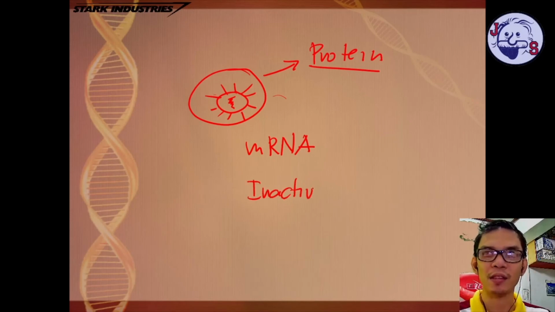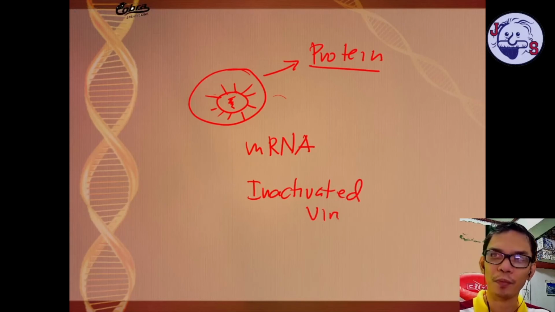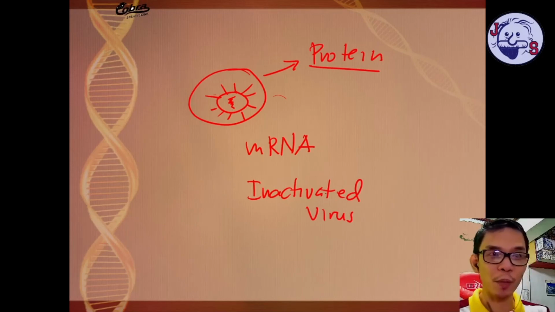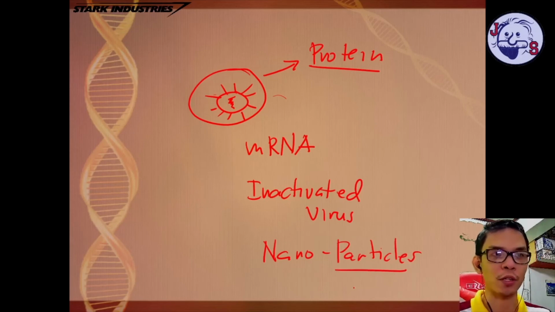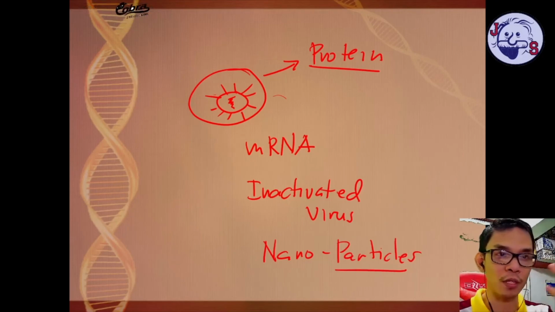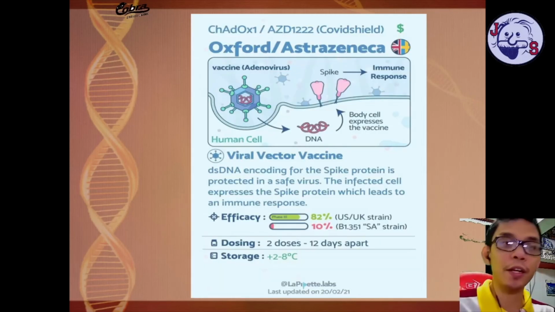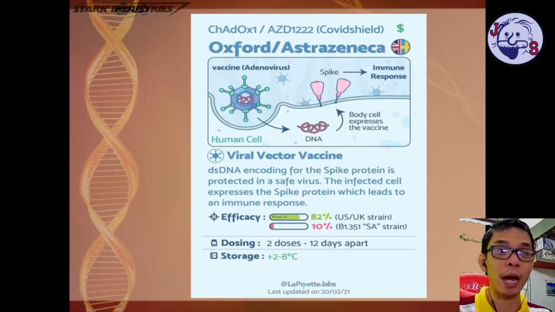Right? So inactivated virus. Okay, inactivated. Sorry for the wrong spelling. Alright, inactivated virus. Alright, and there are some that are direct to the point. So there are nanoparticles. Okay, there are some vaccines that use nanoparticles of the virus, or nanoparticle parts of the virus. Alright, so let's try to find out how this vaccine works. So we have here the first vaccine, which is the AstraZeneca.